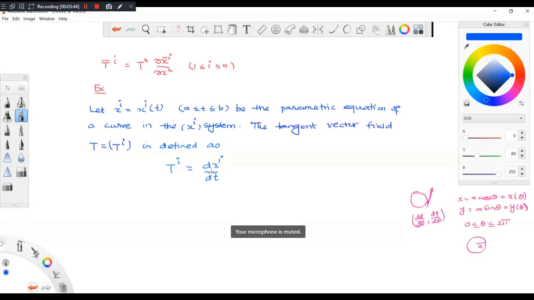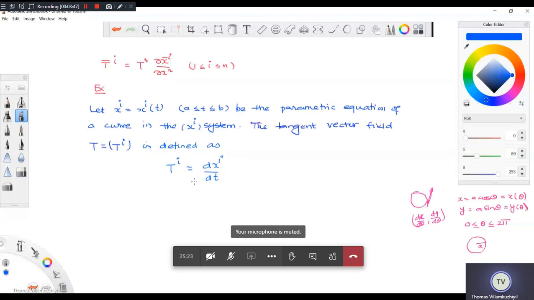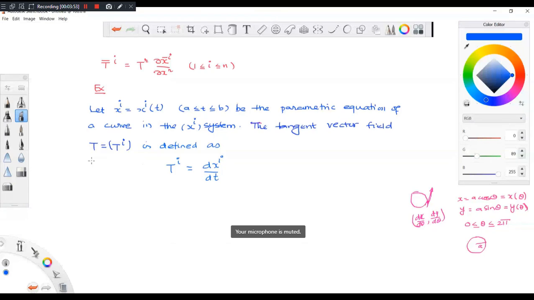So ti is equal to dxi by dt. So these are the components of the tangent vector. Sir, now the vector field will be the family of tangents on that particular curve, right? The whole tangent vector field.